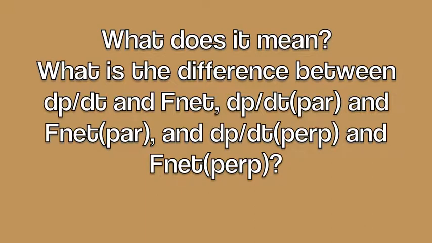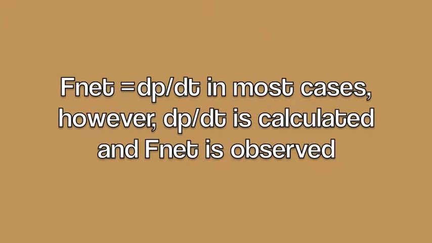The what does it mean question asks what is the difference between dp/dt and F net. For most calculations, we assume F net and dp/dt are equal to each other, and we use them interchangeably. However, dp/dt is the calculated value, and net force is the observed value.